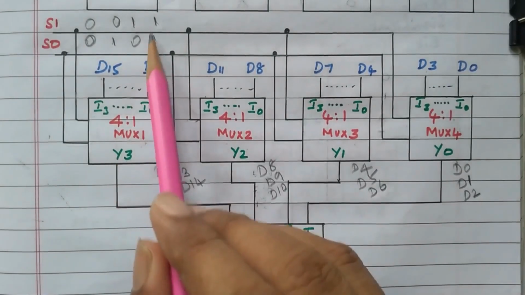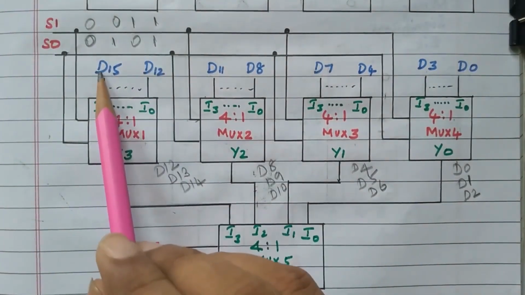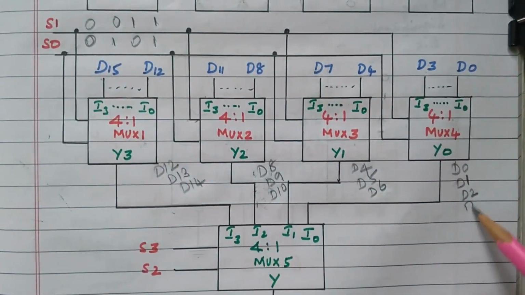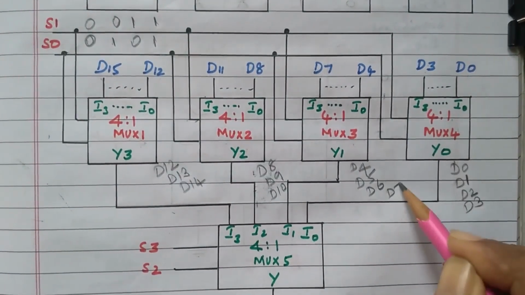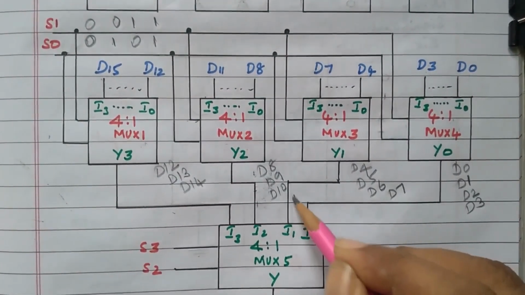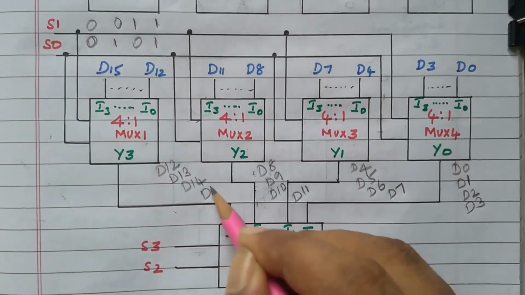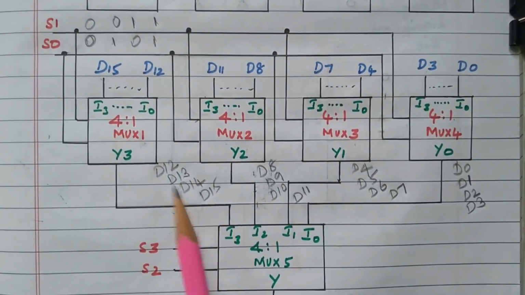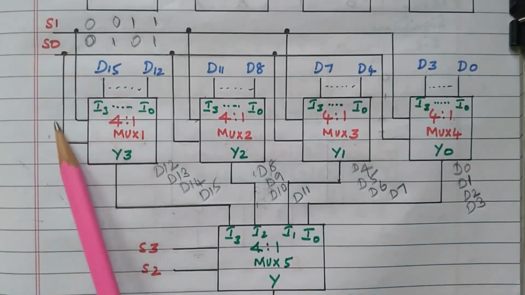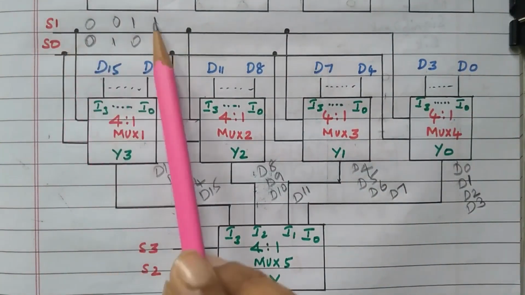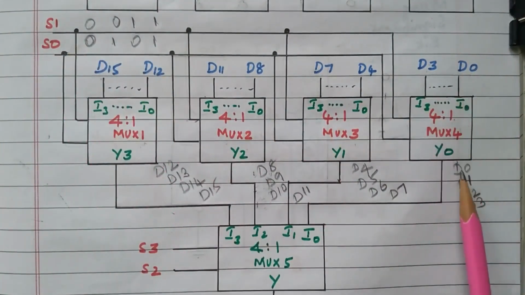The last combination 1, 1. 1, 1 means this final data. D3 will be available at the output. Here D7 is available at the output. Here D11. Here D15. Right. So S1 and S0 is connected parallelly. For 4 combinations, the corresponding data will be available.